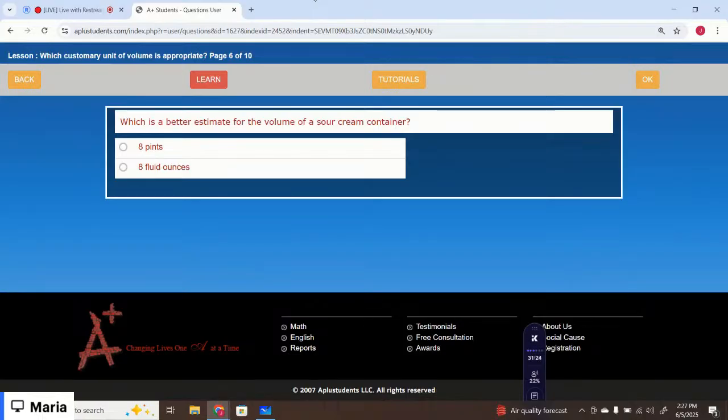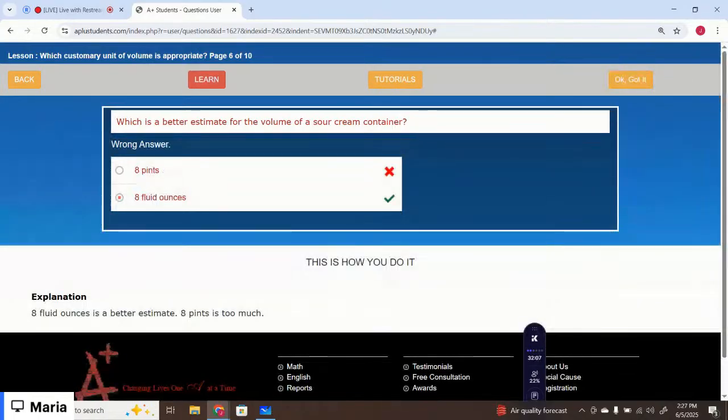Which is a better estimate for the volume of a sour cream container? That would be 8 pints. Option number one is the correct option. No, that would be 8 pints.